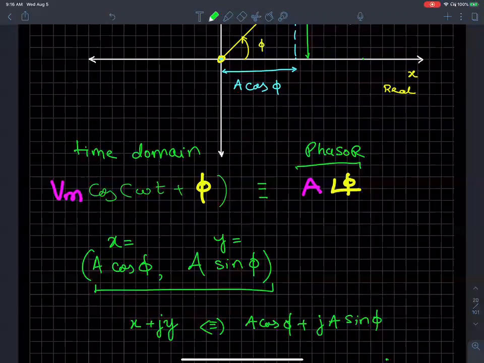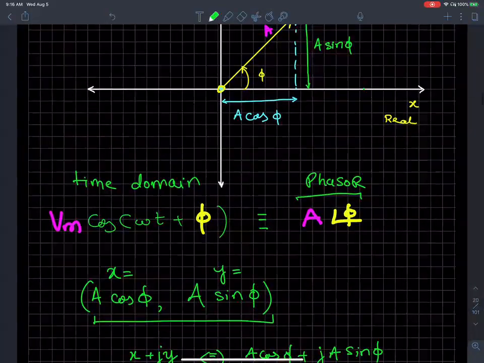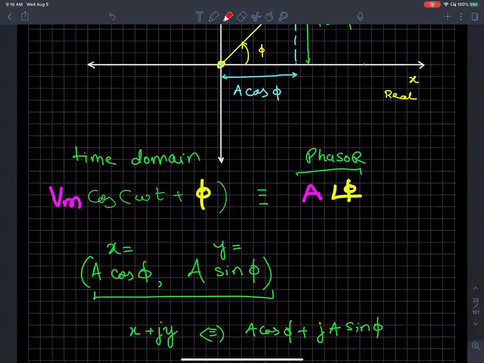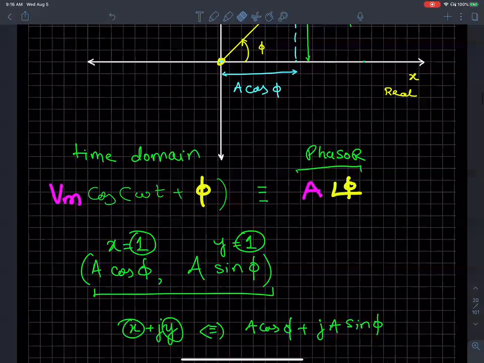Think about it. Now the phasor transform: there is a union, a marriage between the three. When I represent it in complex number format, with the values of x and y given, I should be able to translate that into the phasor domain, and I should also be able to translate that into the time domain. We'll talk about that shortly again.